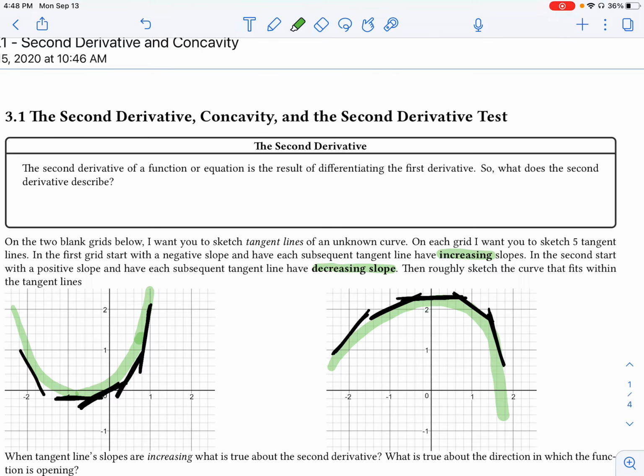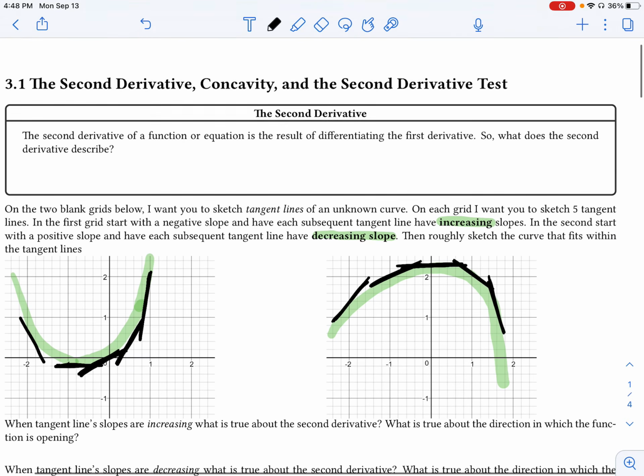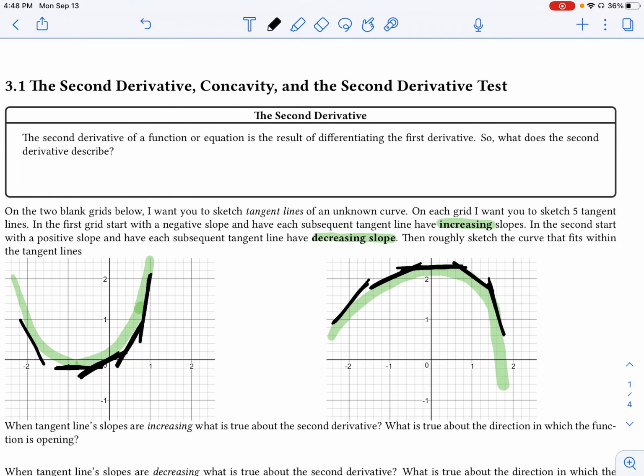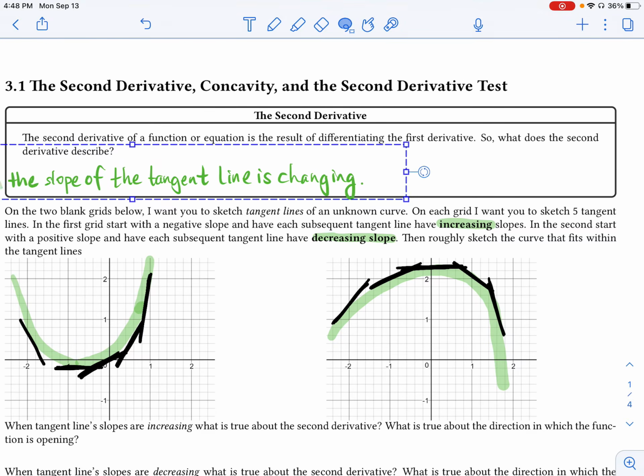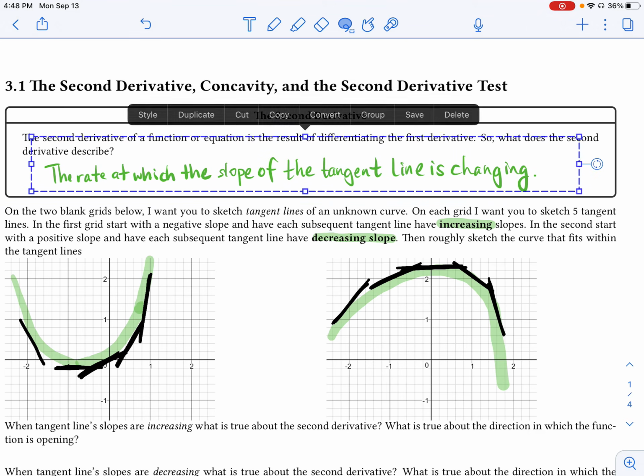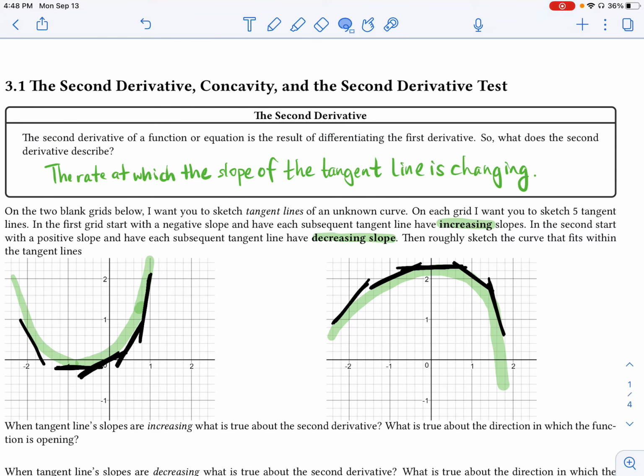When the tangent line slopes are increasing, what would you think would be true about the second derivative? That is to say, the derivative of our first derivative. Well, if we know that the first derivative describes the slope of the tangent line, the second derivative then describes the rate at which these tangent lines are changing. And let me actually just write that here. The second derivative describes the rate at which these tangent lines are changing.